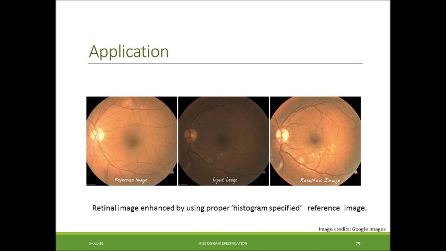Histogram specification has a lot of applications. Just one among the many applications is retinal image enhancement. Here the input image is dark, and the reference image we have chosen is such that all the nerves and the retina are clearly visible. So the input image gets modified according to the histogram specified by the reference image, and we can see that the resultant image has higher clarity or higher visibility than the input image.